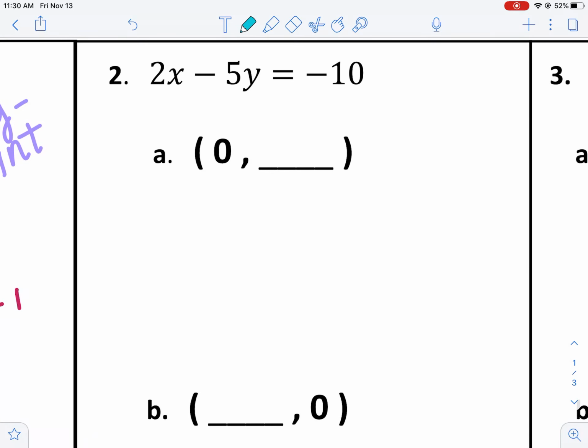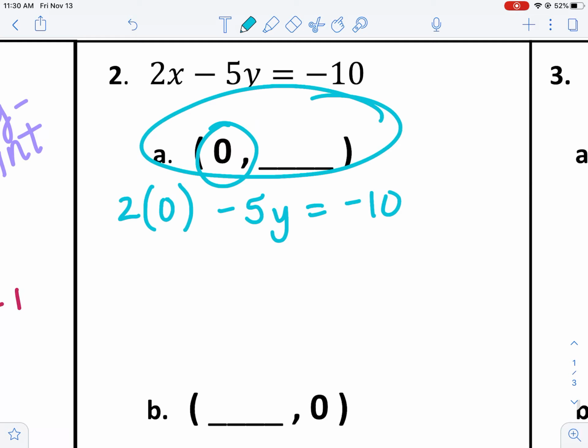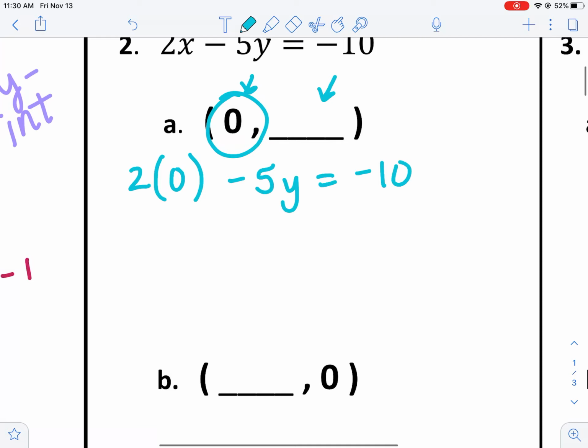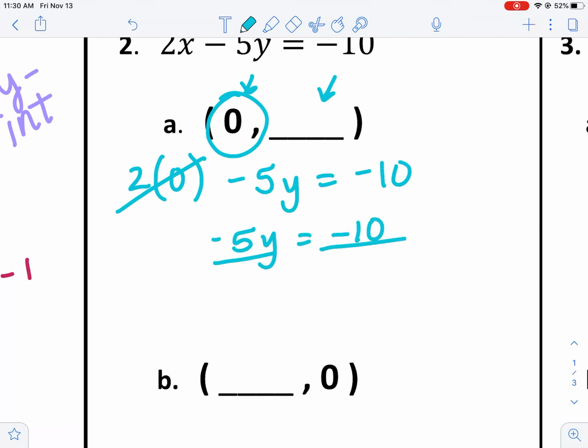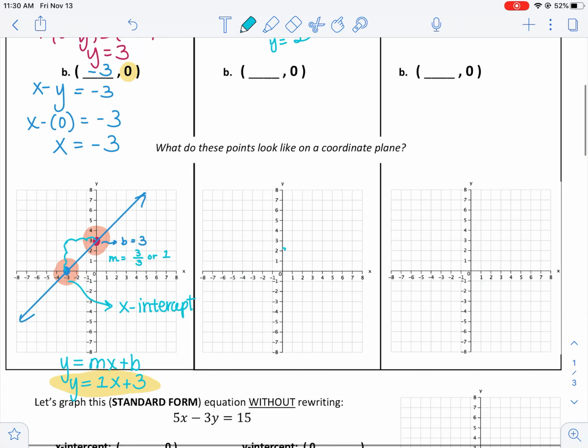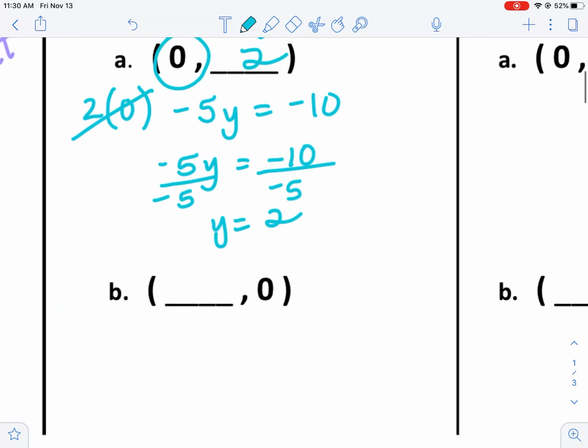All right, let's look at this guy. So I've got 2x minus 5y equals negative 10. Here, there's a 0 in the x place, so therefore I know x is 0. So I'm going to replace x with 0. This tells me that I know x is 0, and then I'm looking for y. So when x is 0, y is 2. There's my first point. There's my y-intercept.